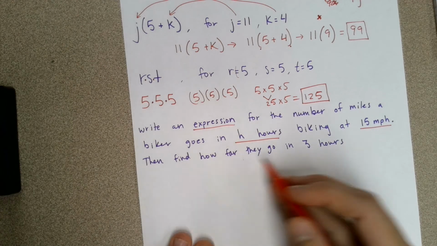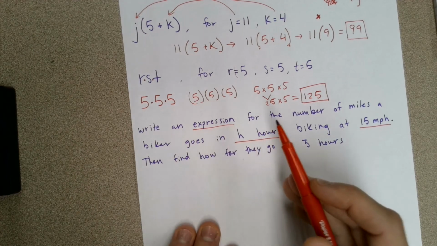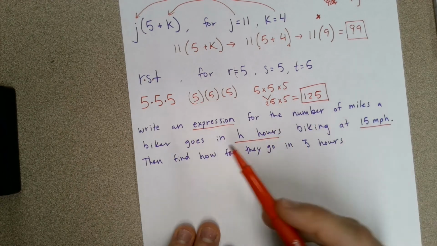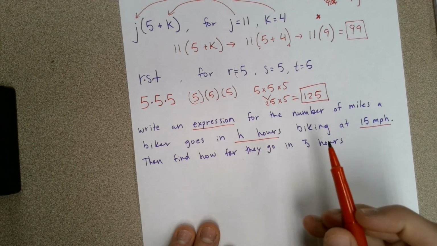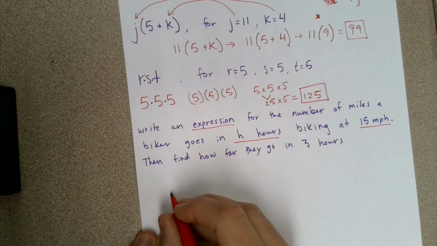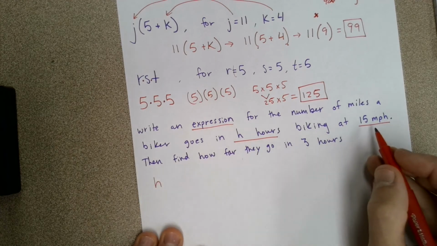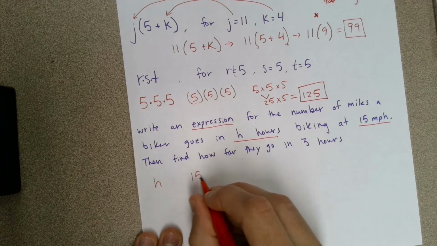Okay, and then the second part's going to be the second part of the question, so we're going to wait for that for now. So we're going to write an expression for the number of miles a biker goes in H hours biking at 15 miles per hour. They gave me my variable right here. They told me they want me to use H, so we're going to toss in H as one of our keys here, and we have 15 miles per hour. That's what we know.